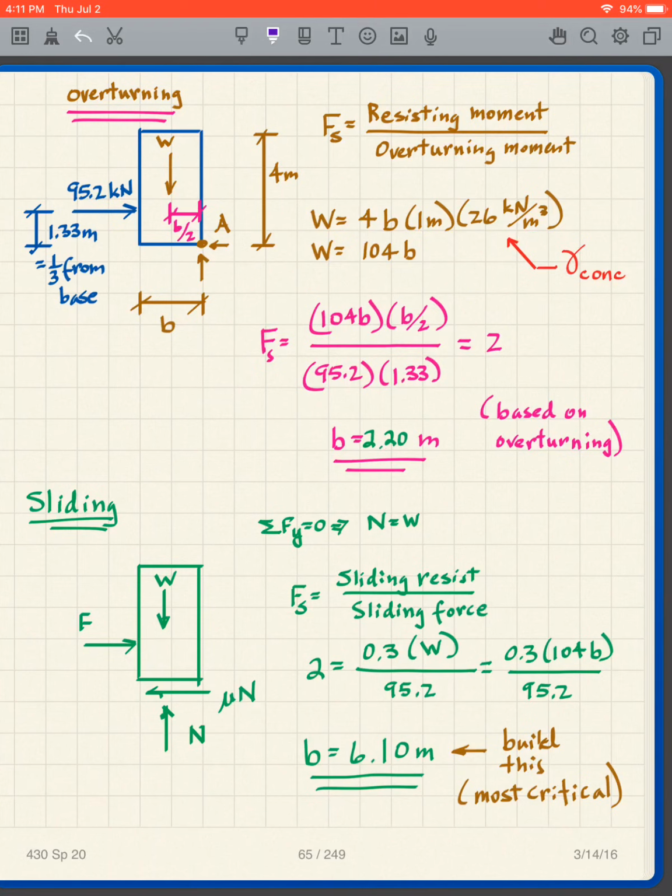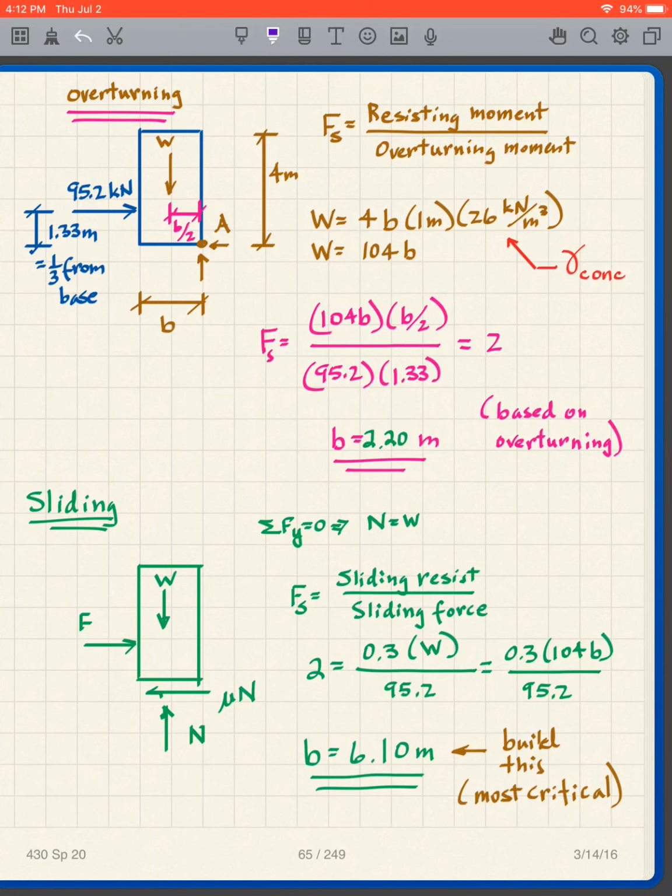So I get the resisting moment of 104B, that's the weight, times the moment arm, B over 2. And then in the denominator we have 95.2 times 1.33, and we're saying that we require 2. I solve for B, I get B is equal to 2.2 meters. So based on overturning, we need 2.2 meters width of wall.